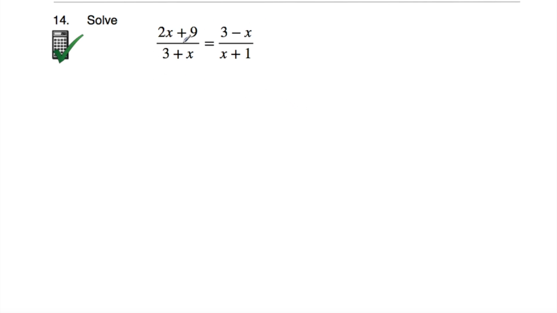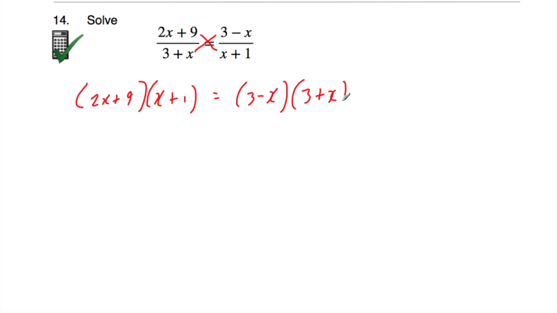Okay, so here, let's solve this. So we've got a fraction equal to another fraction. So let's use cross multiplication. So this numerator times that denominator equals this numerator times that denominator. So 2x plus 9 multiplied by x plus 1 will equal this numerator, which is 3 minus x, times 3 plus x. Okay, so that's fantastic. We've now got rid of our denominators. We've got this numerator times that denominator equals that numerator times that denominator.